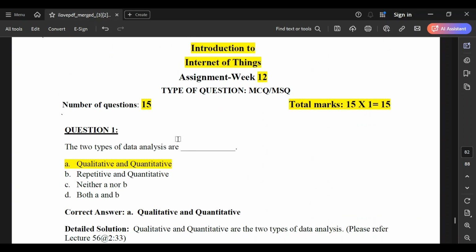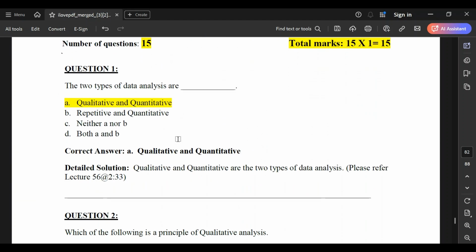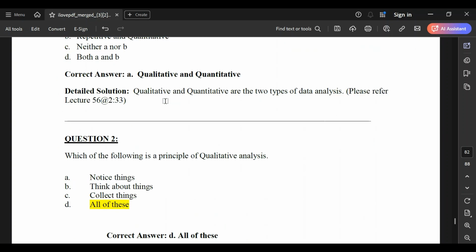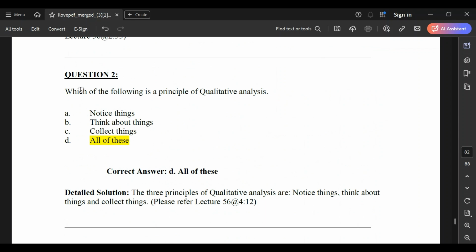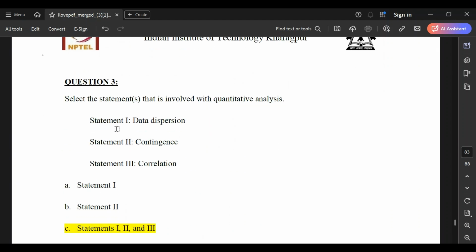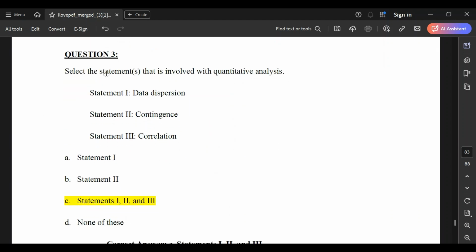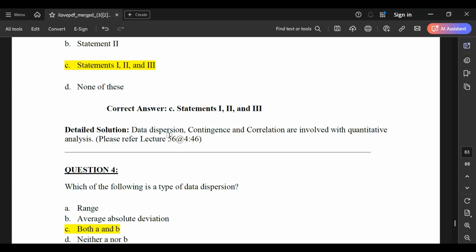Now moving to the 12th week assignment, the final one. The two types of data analysis are qualitative and quantitative. And which of the following is a principle of qualitative analysis? It is notice things, think about things, collect things. So all of these are the principles. And now you can see the select the options. You can say about quantitative analysis, data dispersion, contingency is there, correlation is there. So all the options are correct.